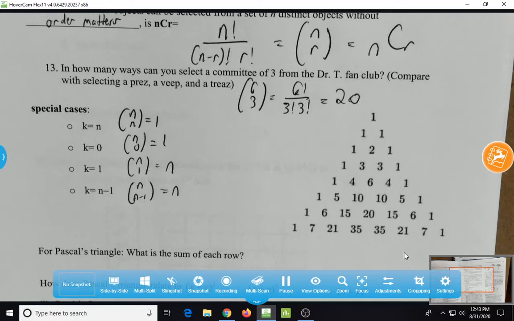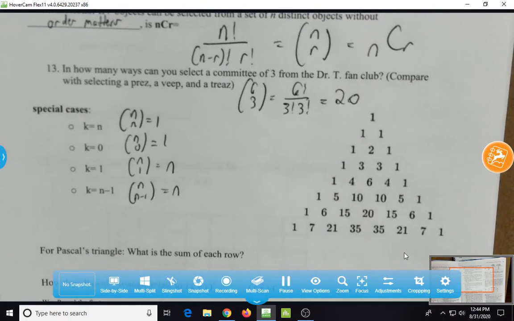1, 3, 3, 1. The thing about Pascal's triangle is that to get this next value, what you do is you add 3 choose 0 plus 3 choose 1, and you get the 4. To get 4 choose 2, I would add 3 plus 3 and get 6, and then so on.